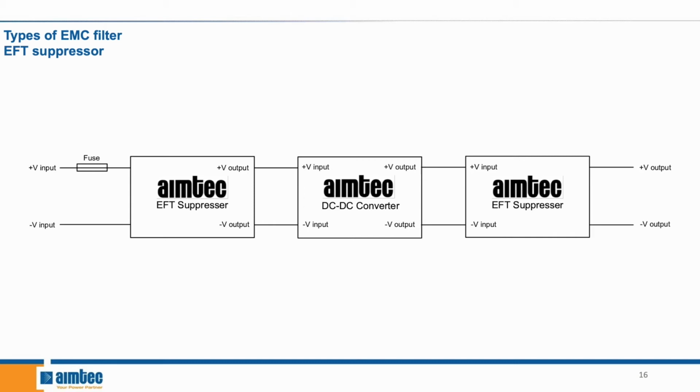So if you expect that there will be a surge in front of the DC-DC converter, then you'll add one before. If you think that some external factor may affect the DC-DC converter, causing it to create a surge, then you can add an EFT suppressor after the DC-DC converter as well in order to suppress it. So depending on the application, you may need 1 or 2 EFT suppressors. If you have any questions regarding this, don't hesitate to contact Aimtec's product team.